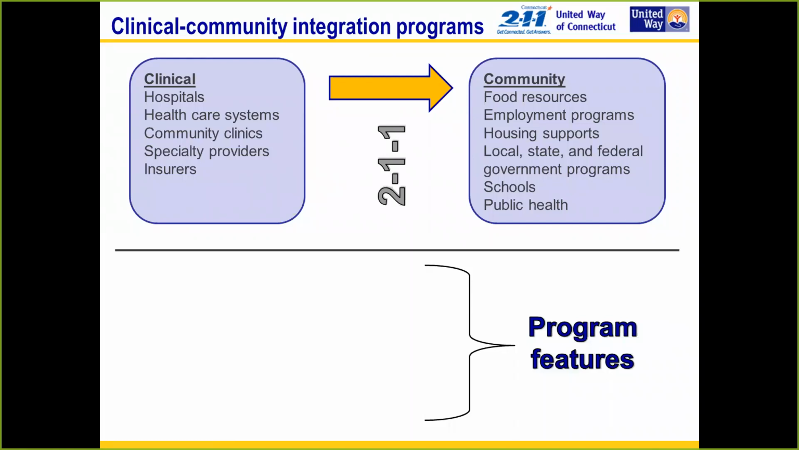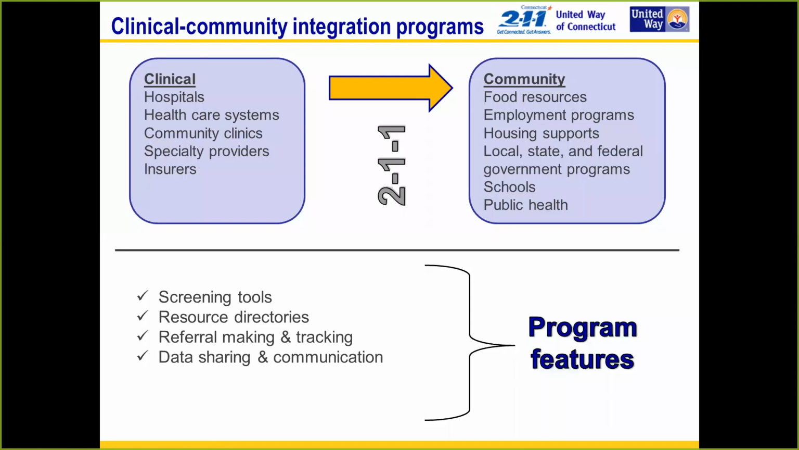And even though the clinical community integration programs that are currently being developed come in many shapes and sizes, they do often tend to have the same core set of features. So these features are screening tools, resource directories, referral making and tracking, data sharing and communication, and lastly, identifying and addressing resource gaps. And regardless of where you are or which features of a clinical community integration program you are currently focusing on, 2-1-1 has some tools to help support those efforts.